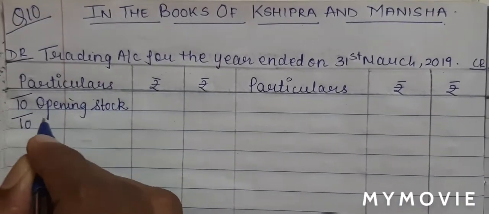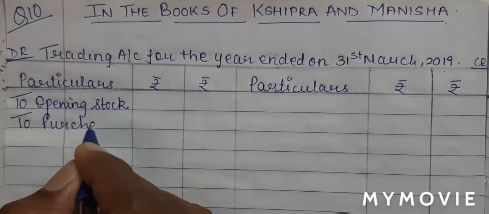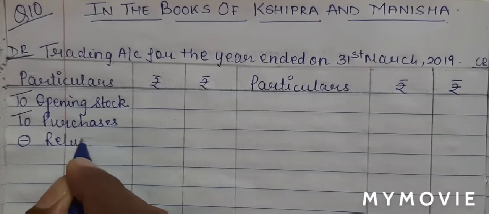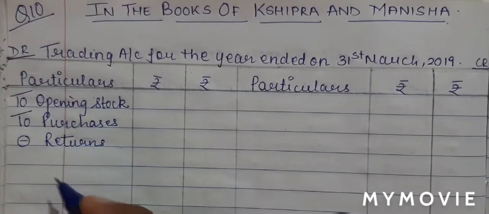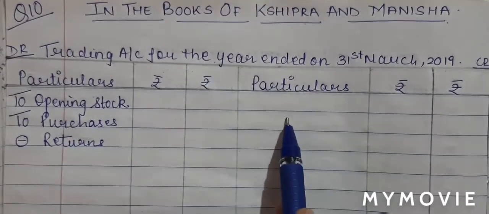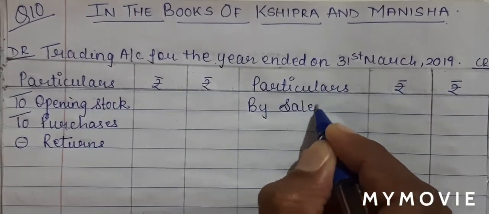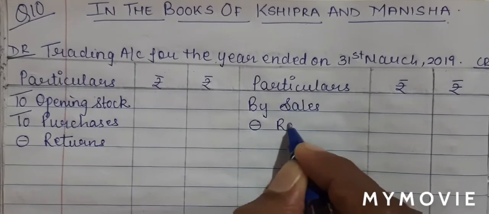Next line, I will write to purchases less returns. On my trading account credit side, I will write by sales less returns.